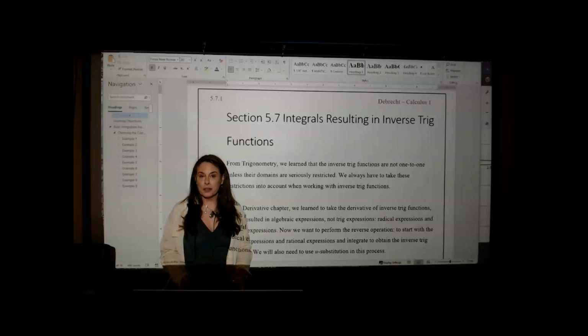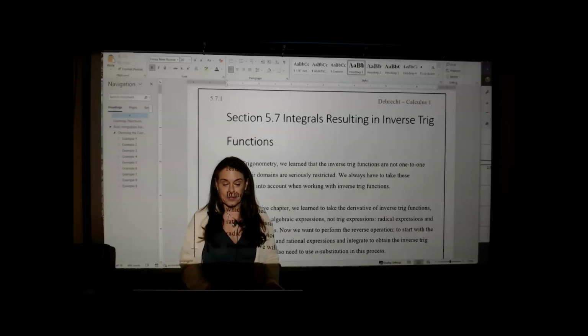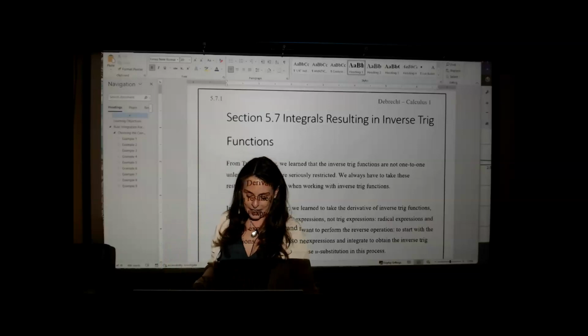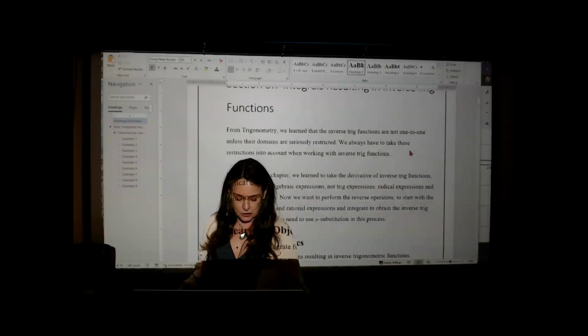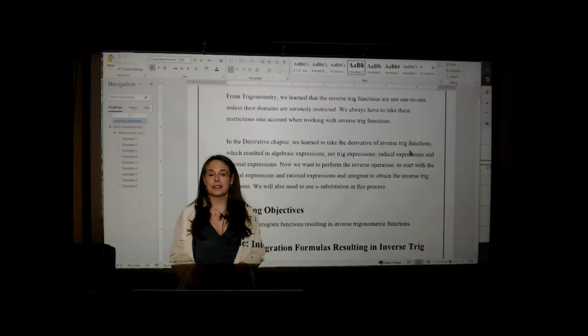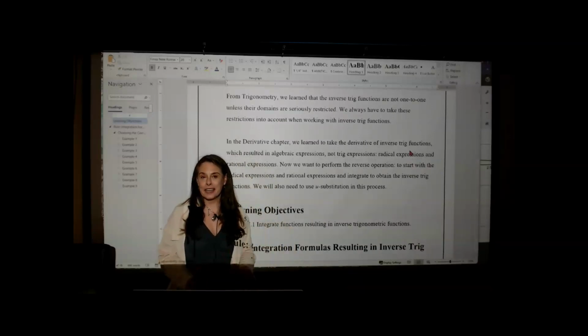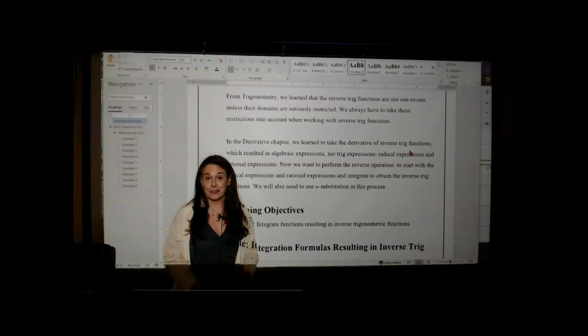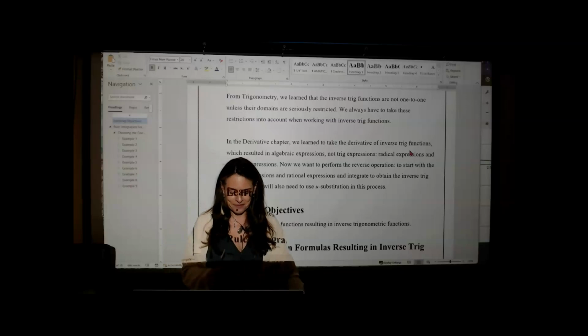We have only one learning objective in this section, which is basically to learn how to integrate these inverse trig functions. I'm going to go ahead and share my screen with you now so we can get started. You'll be happy to know this will probably be another short video.